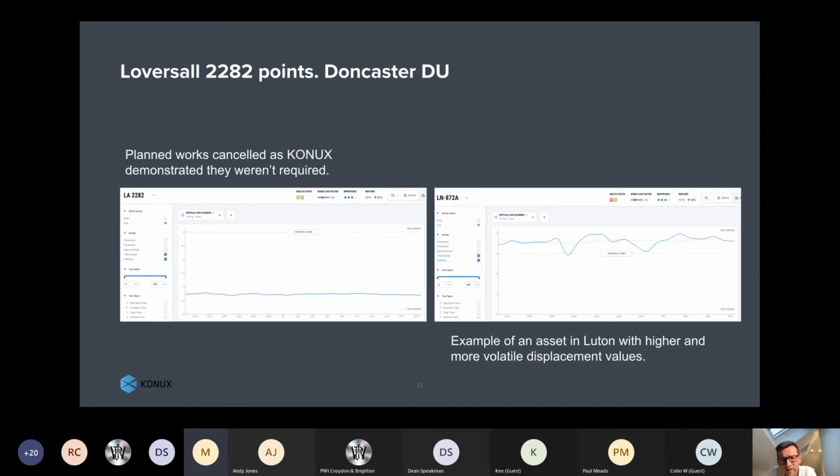And then at Luton, this is a wooden layout, so we do see a more volatile displacement over time. And I think those troughs are generally weekends. So obviously slightly lower traffic, potentially lower line speed because of speed restrictions, etc. And we do see quite a difference when speed restrictions are applied.